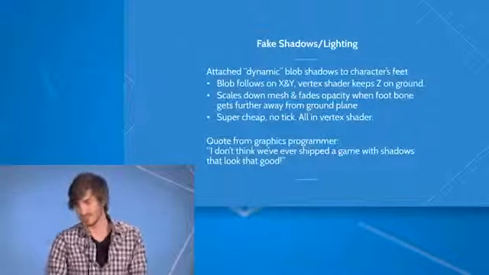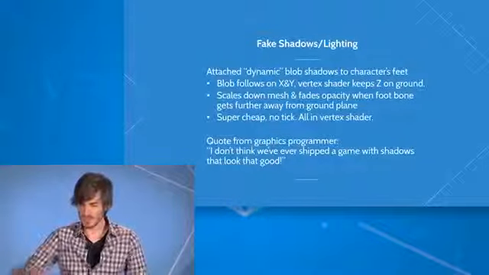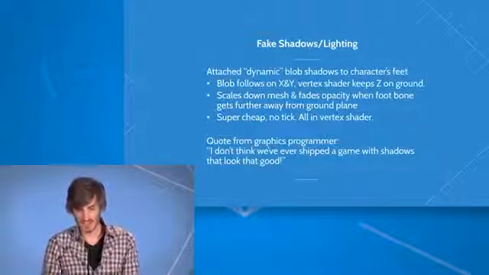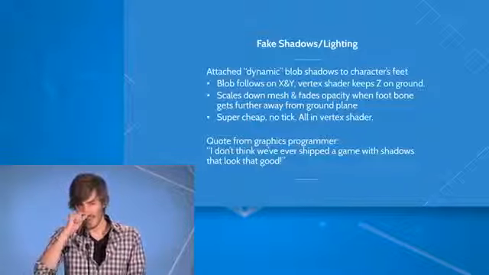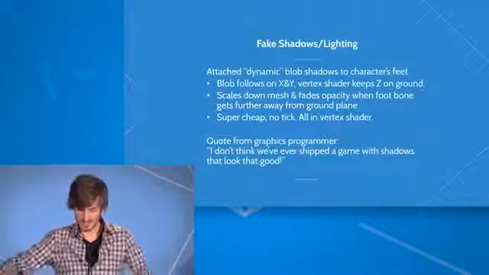Fake shadows and lighting. I made what I call these dynamic blob shadows on the characters' feet. I attached these to the foot bones of the characters, and then with a vertex shader, I keep the actual height of the mesh at exactly the same height on the ground plane. So when the characters are running along, they just stay exactly under the feet the whole time. You do some math in the vertex shader that figures out the height of the foot and fades and shrinks the mesh accordingly. And it works surprisingly well.